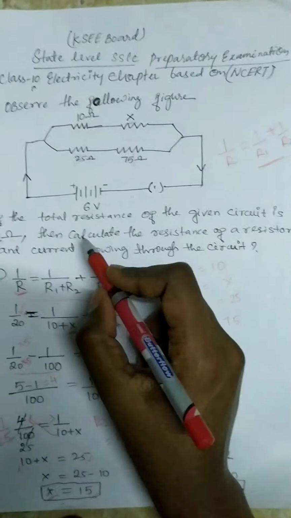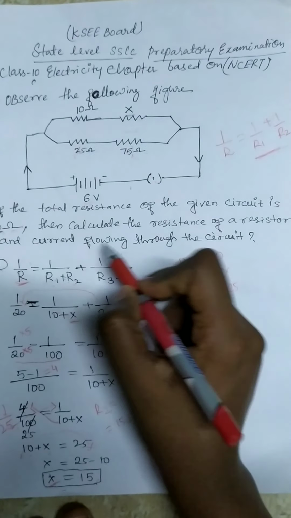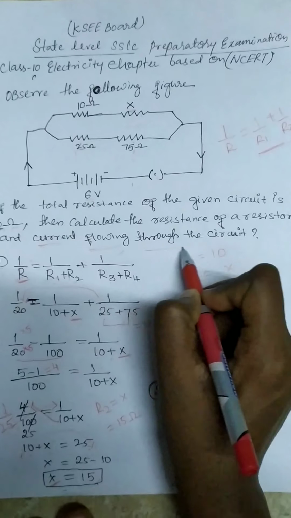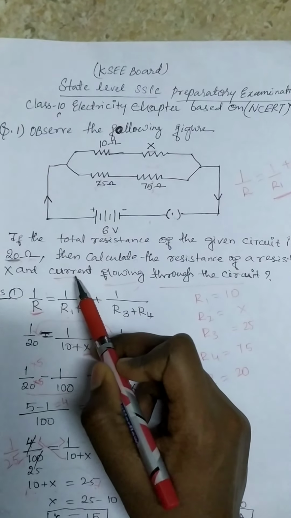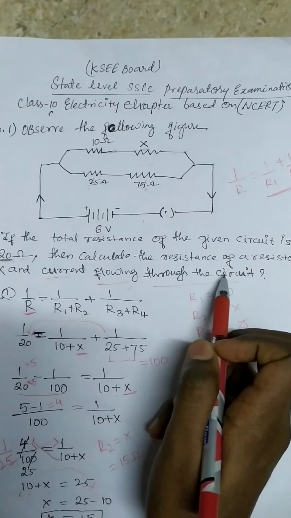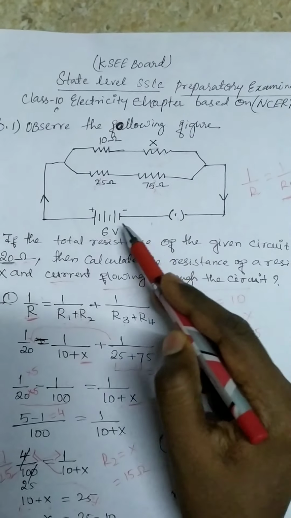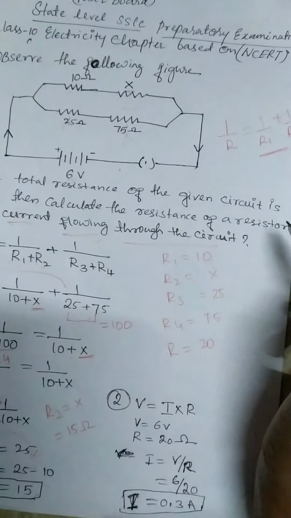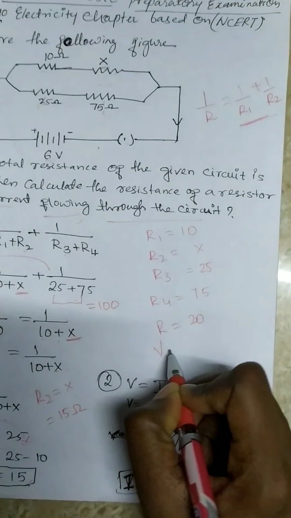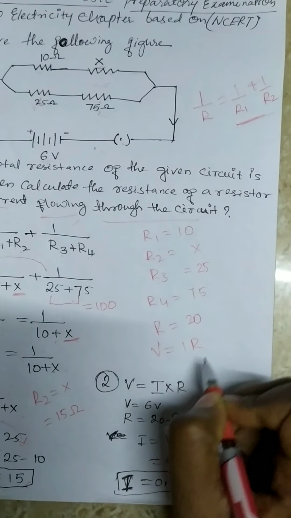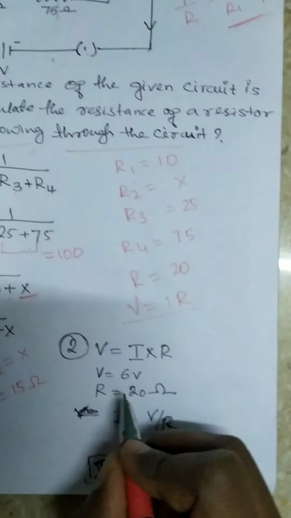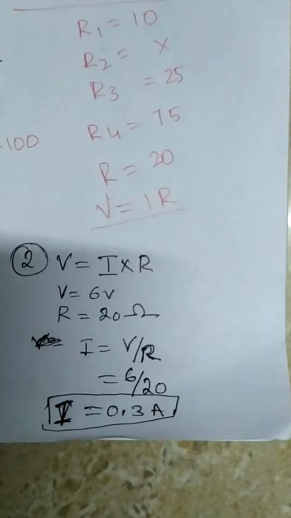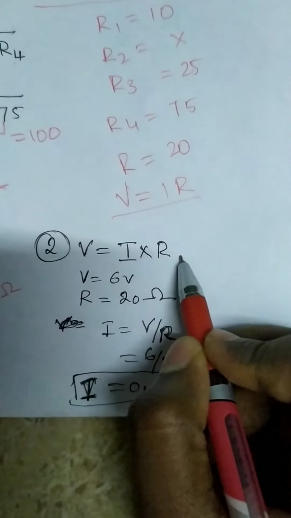And the next part of the question asks us to find the current flowing through the circuit. They asked us to find the current flowing through the entire circuit. So we know the formula V equals IR to find the current. This is the formula for finding the current. So let's solve. V equals IR.